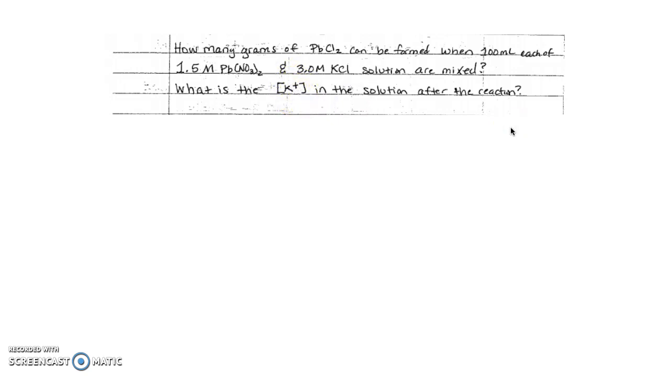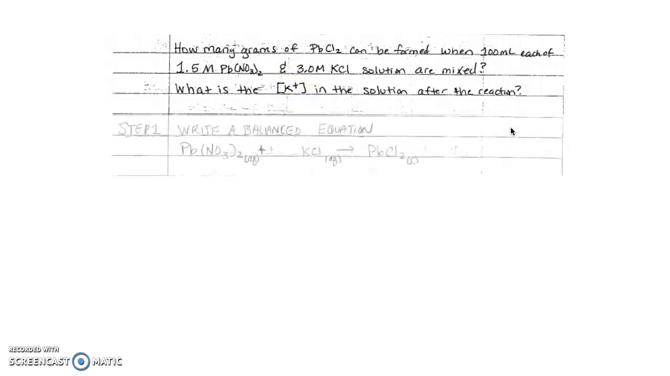So there's two things we're doing here. Let's start with the first one. So step one is the same as before. We're writing a balanced equation. I know from this information that these two are my reactants since they're being mixed together, and lead chloride is a product since it's being formed.